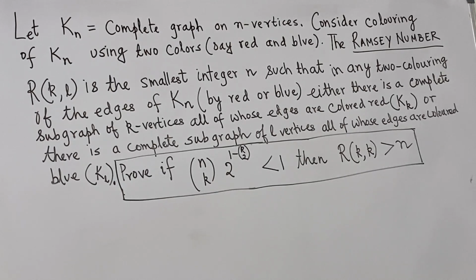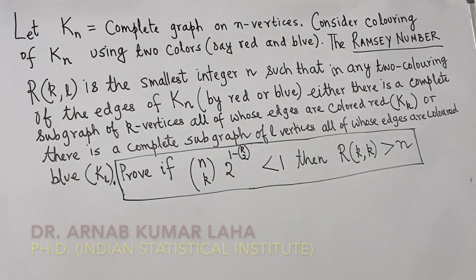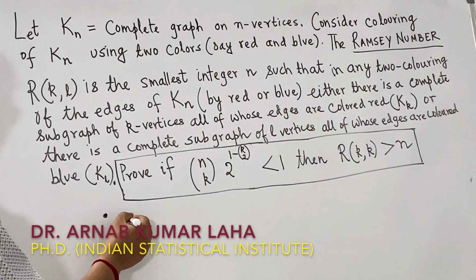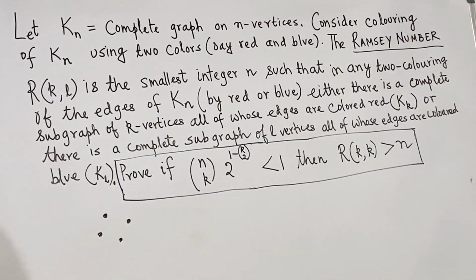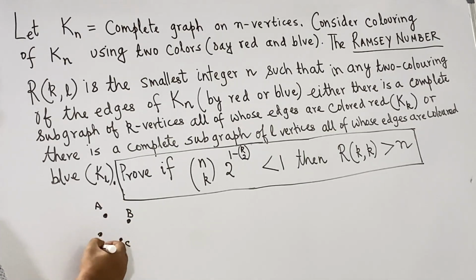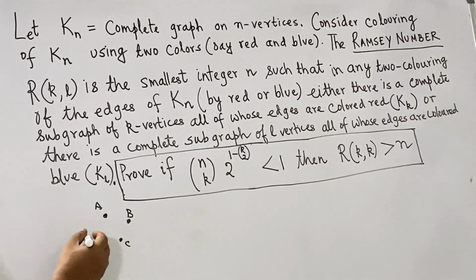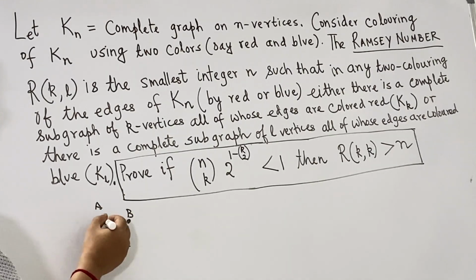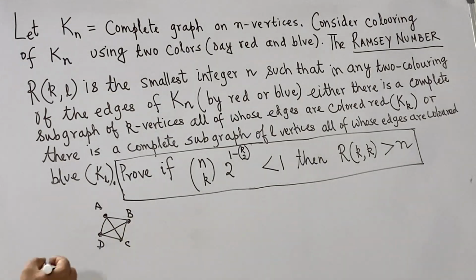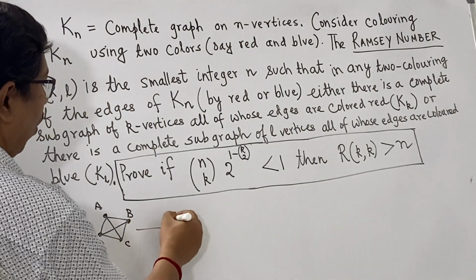So let us first look at the definition of Kn, which is the complete graph on n vertices. That means if we are looking at say these four vertices, which we call A, B, C, and D, then there is an edge between any two of these vertices. So this graph is called K4.